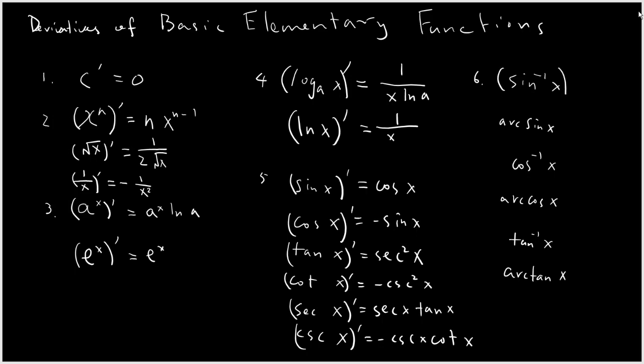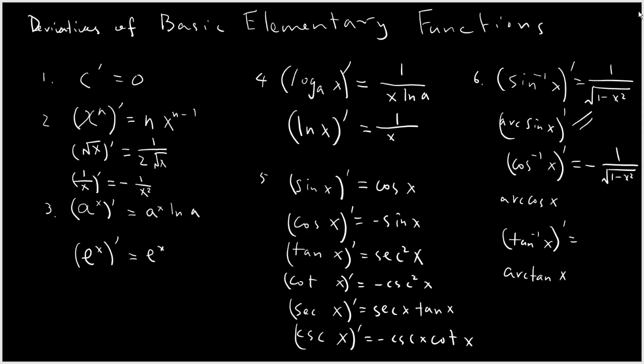To differentiate the inverse sine of x, the derivative of inverse sine of x is equal to 1 over square root of 1 minus x squared. It's actually the same thing as the derivative of arc sine. I told you these two notations are the same thing. Likewise, the derivative of inverse cos of x is equal to negative 1 over square root of 1 minus x squared. The derivative of inverse tan of x is equal to 1 over 1 plus x squared.